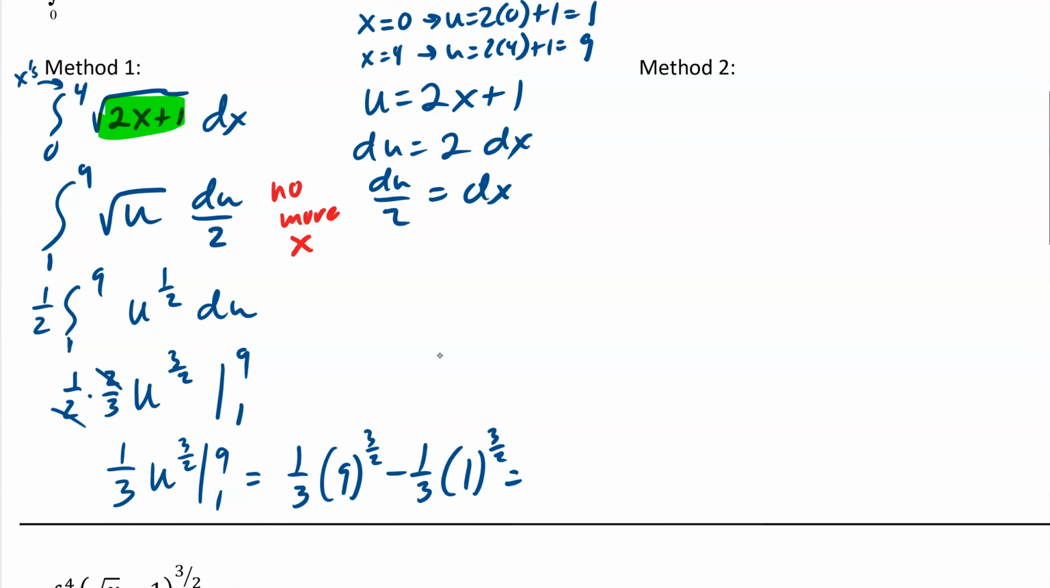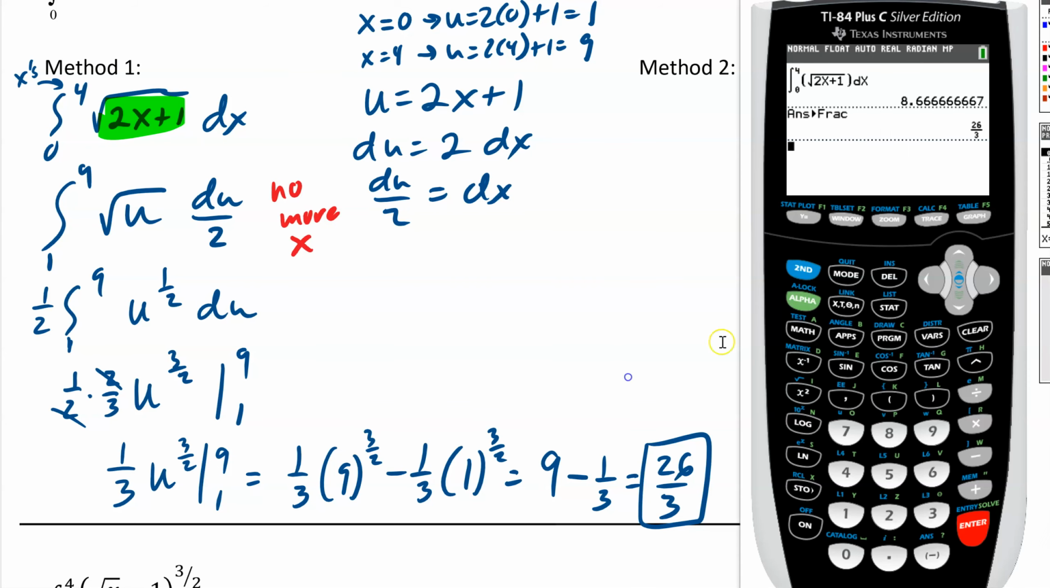And that would give us, well, square root of 9 is 3. 3 cubed is 27. 27 divided by 3 is 9. And the next one's nice and quick, 1/3. So this would give us 8 and 2/3, so that would give us 26/3. Now it's nice and quick because we just plug it in the calculator to verify the right answer. And there you have it, 26/3.